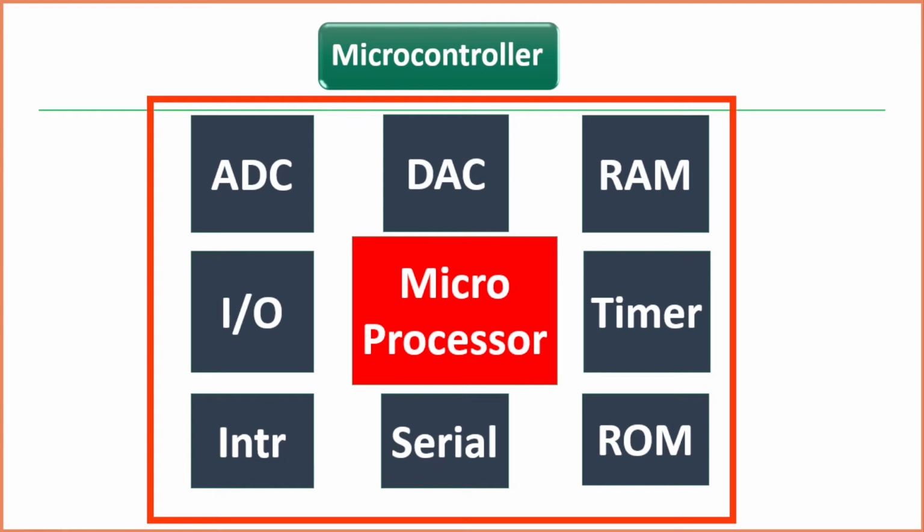to have high data processing. It is intended for device control applications. For example, a washing machine controller. In a washing machine, what are the devices we have? We have input switches, then motor, we have water inlet, water outlet, then detergent inlet.